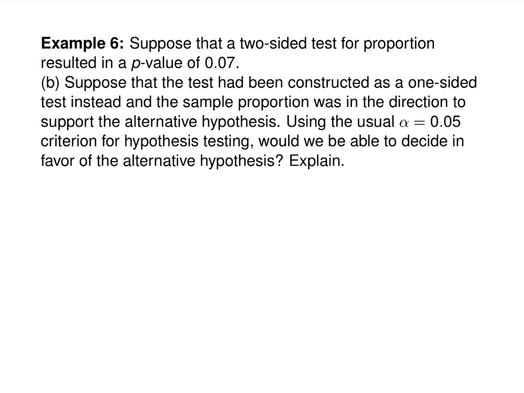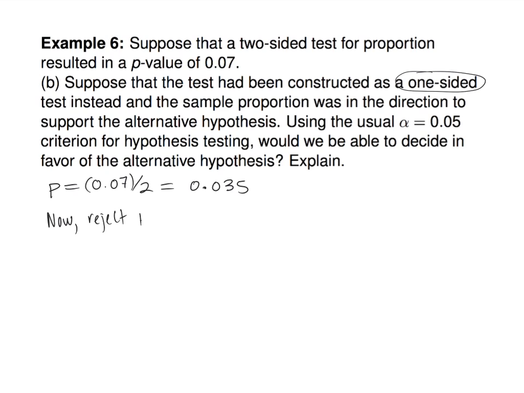Suppose the test was a one-sided test instead. If it was a one-sided test instead, how would that change the p-value? It'd be half that, it'd be smaller. 0.07 divided by 2 is 0.035, right? So now, what do you do? Reject. You reject H naught. So I think the moral of that story is that if you have a suspicion about the direction, maybe you should specify it. Does that make sense? Okay.